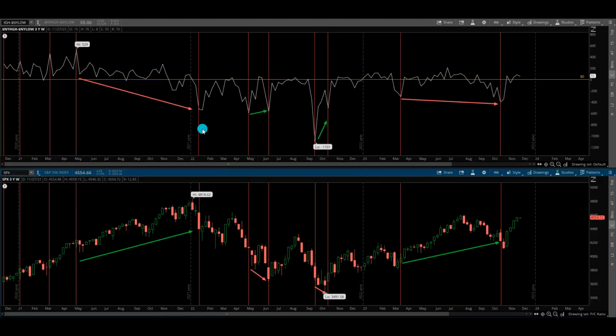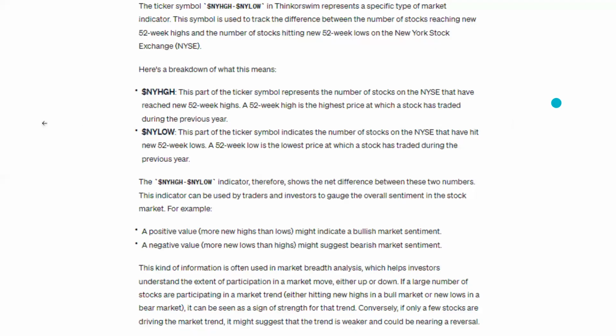Now, what I have noted here with the vertical lines and the red and green lines are going to be divergences. We'll explain what those are, and we'll also explain further the simple concept of measuring 52-week highs versus 52-week lows. We'll give a quick breakdown of what that is in today's video.